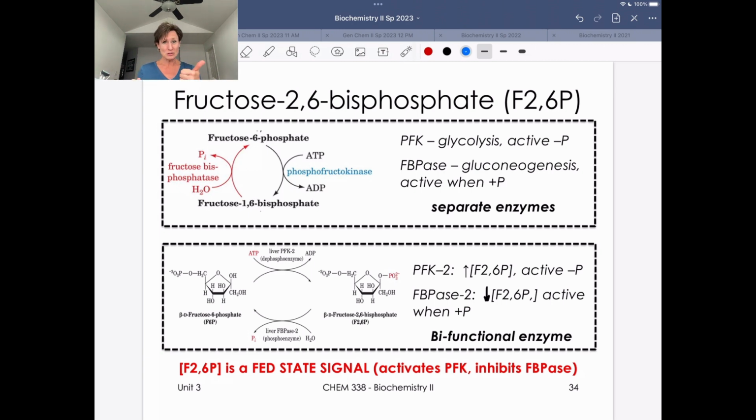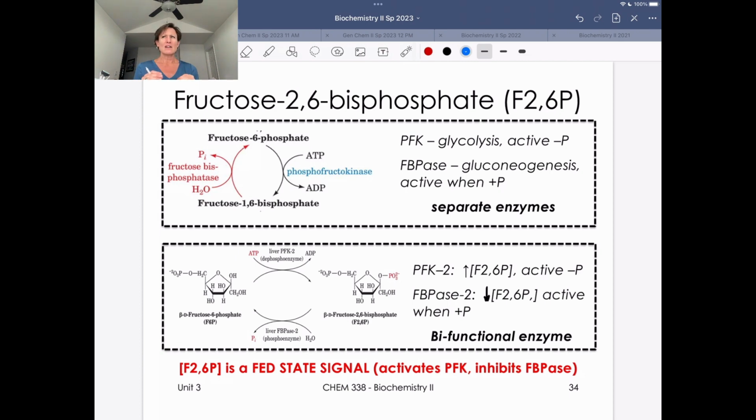Okay, so F26P is a fed state signal and glycolysis is a fed state pathway. So all of this together must mean, and this is true, that F26P activates PFK and activates glycolysis.